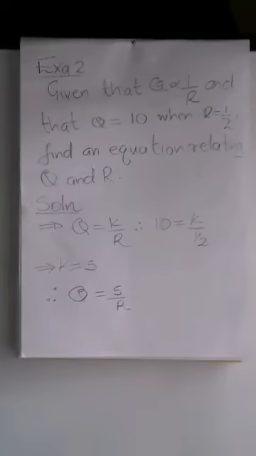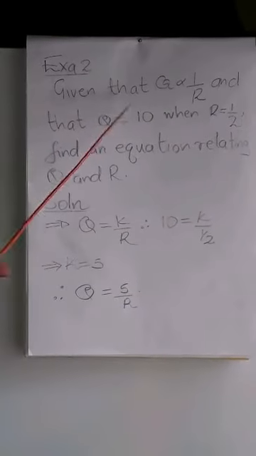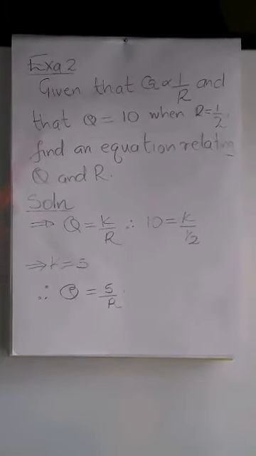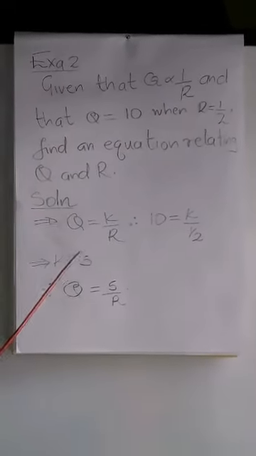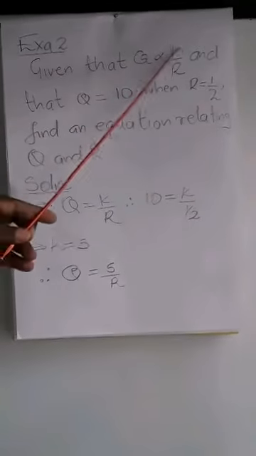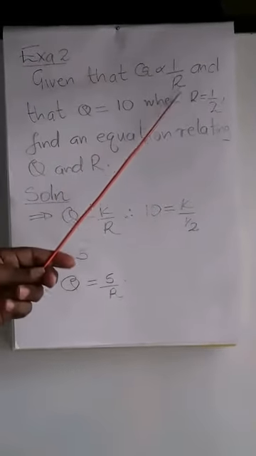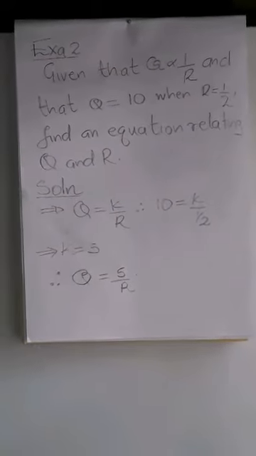Welcome back. We continue with inverse variation. Now we look at example 2, the second example. So given that Q, now look at the way it is written, the word inverse variation doesn't appear. So the question requires you to interpret this language. And this means that Q is inversely proportional to R. So if that be the case, come to the board.